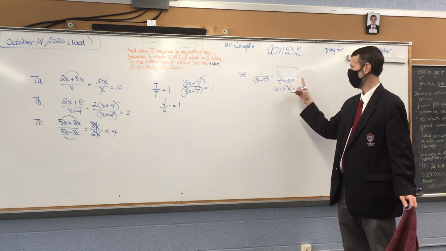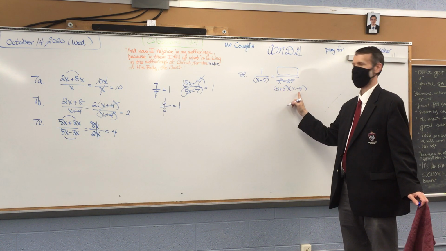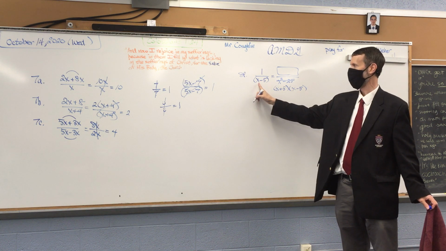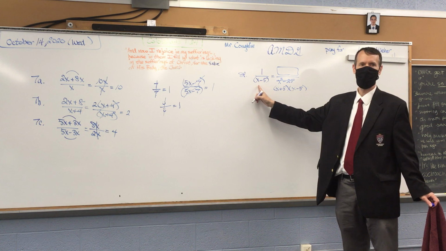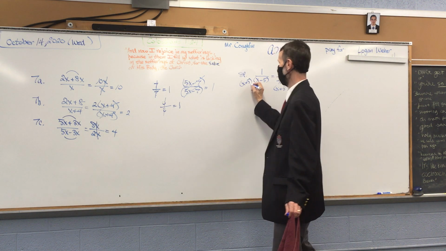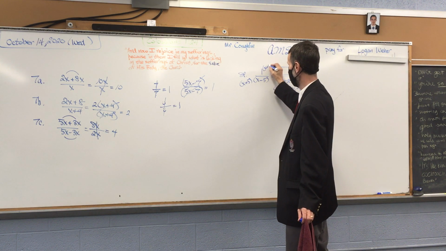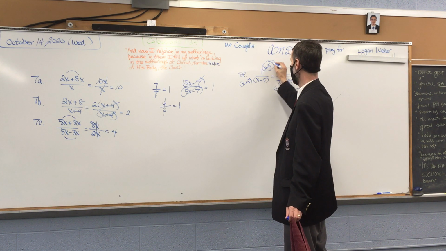Now, let me put parentheses here. If I want these two to be equal, look over here. You notice this has an x minus 5 and this has x minus 5? What's this missing? It needs an x plus 5 crammed on. But you have to do the same thing to both sides. Put an x plus 5 on top. That's what's missing.